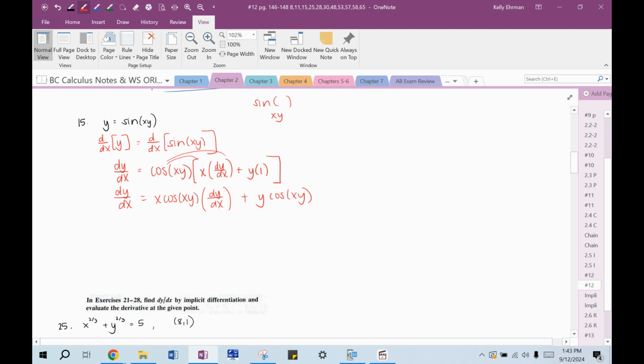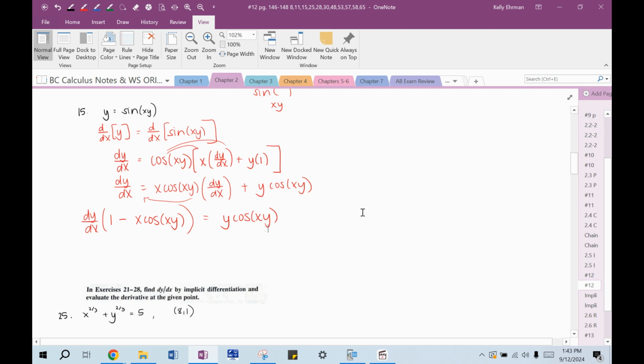Okay, so we can get our dy dx's on the same side. I'm going to subtract this over to this side and factor out a dy dx at once. So this term would become 1 minus x cosine of xy. You don't have to skip. I tend to do those two steps in one just because I can keep track of it pretty well, and I'm being a little bit lazy, I guess. But again, if you can keep track of it, it's fine. If you get confused about that, then just show one extra step of moving this term over and then factoring out the dy dx.